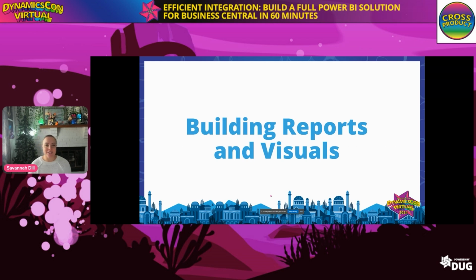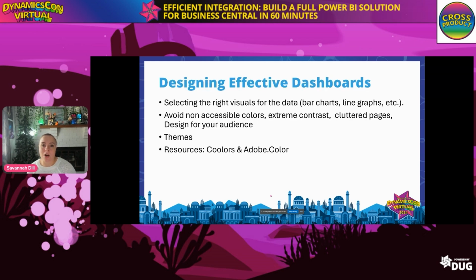All right, and the last few things on our crash course is building reports and visuals. Now, earlier I said that I was an individual with a user experience and design background, so I'm all about creating the best user experience for my end users. So that being said, it's important when you first begin to talk to your end users, see what they're expecting, see what their needs are as far as reporting. And from there, it is your job as the designer to select the right visuals for the data. So is it a bar? Is it a line? Is it a decomposition tree? Whatever it may be, it needs to feed the needs of your users. Also, avoiding non-accessible colors, avoiding extreme contrast, cluttered pages. You really want to design for your audience.